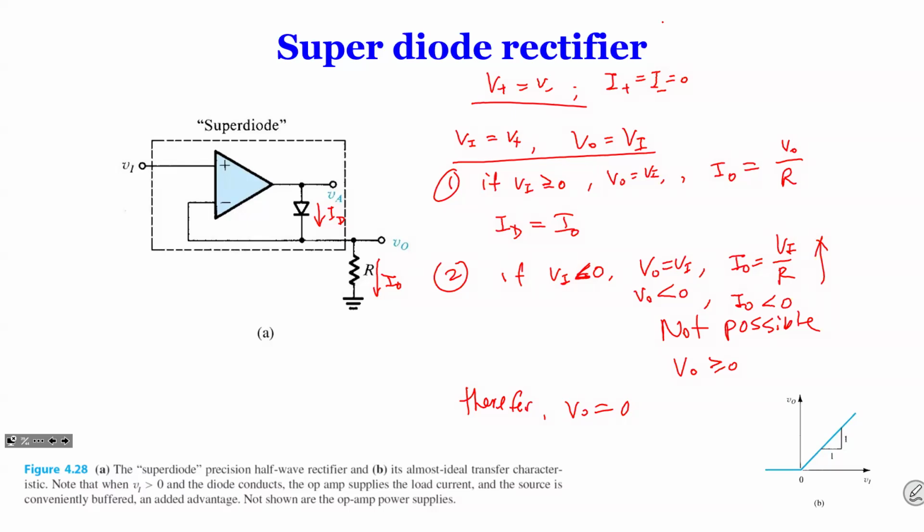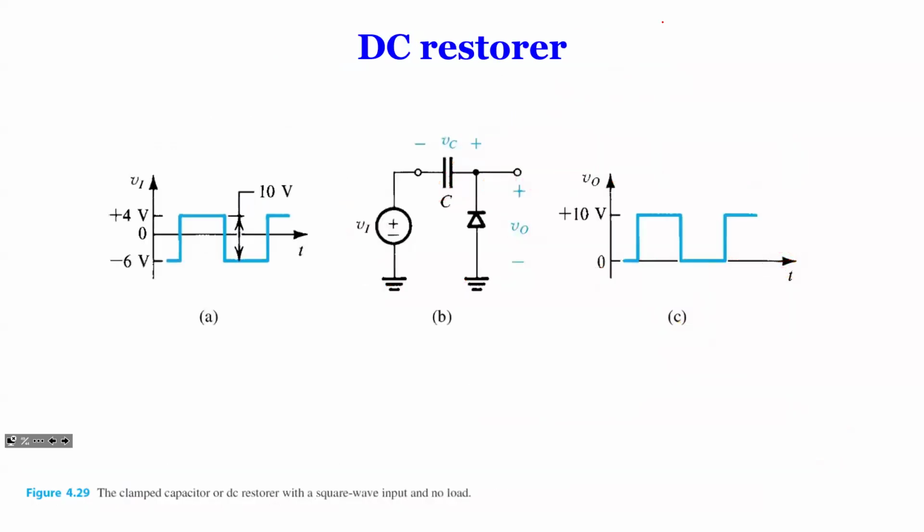Now, of course, if you want to get a full wave, what do you do? You do like a bridge rectifier. You would have like 4 of the circuit together, but we're not gonna get that far. But just to give you an idea of a super diode.